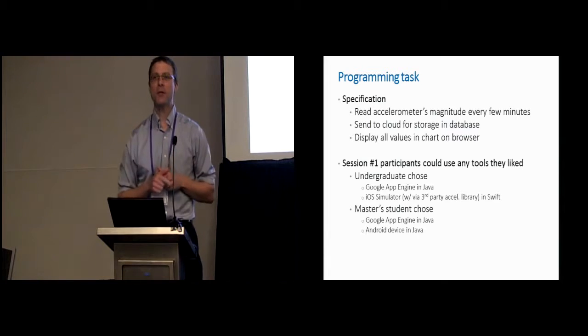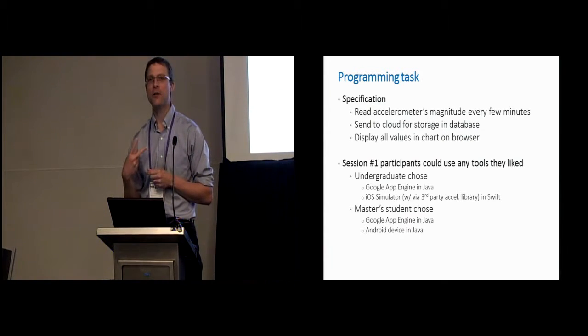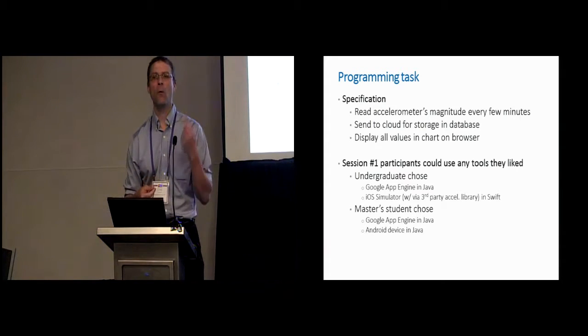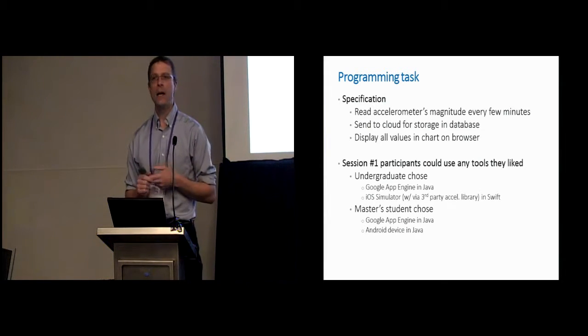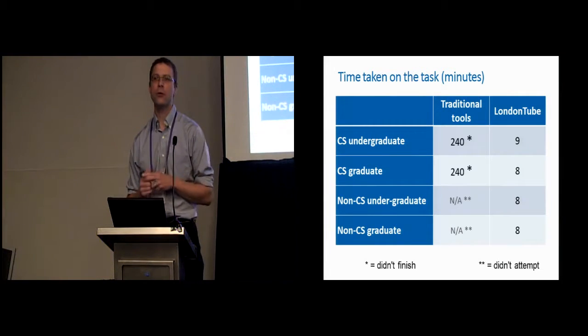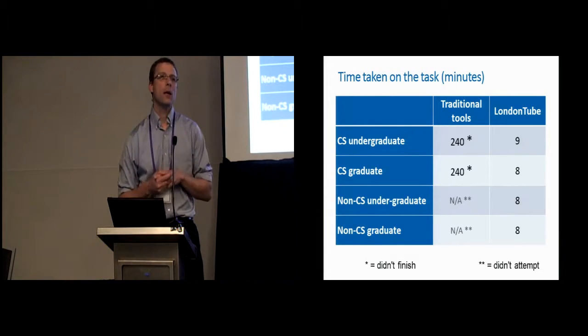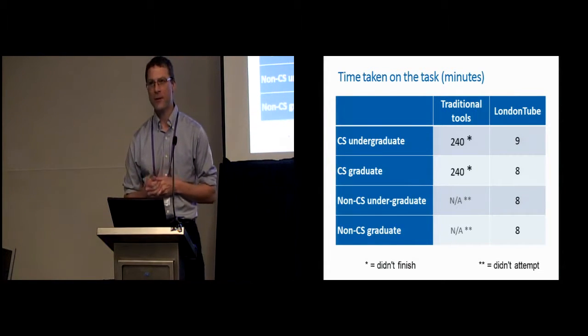The undergraduates could choose any tool that they wanted. Both of them chose to use Google App Engine for the cloud. One of them used the iOS simulator with an accelerometry simulation library for the mobile part, and the other used a real Android device. All the LondonTube users had a real Android device, and they used our server for creating their code. Neither of the students using the traditional tools was able to finish it in 4 hours.